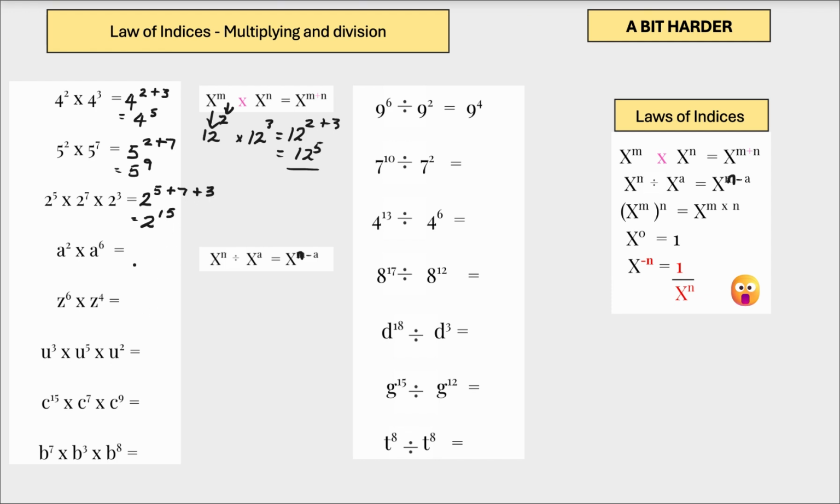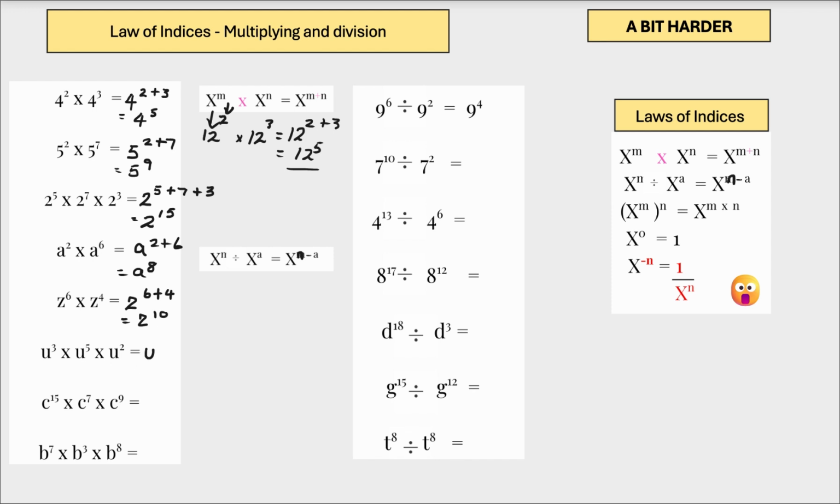Okay? So now our bases are going to be letters. It's the same rule. Nothing changes. Our base doesn't change because remember the formula, they're always the same. It's just a letter. So now our base is A instead of a number, and we add our powers. Nothing has changed. We're just using letters. Same again. Our base is Z. 6 plus 4. So our answer is Z to the power of 10.